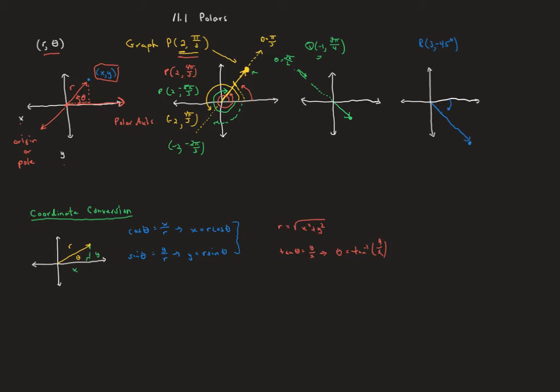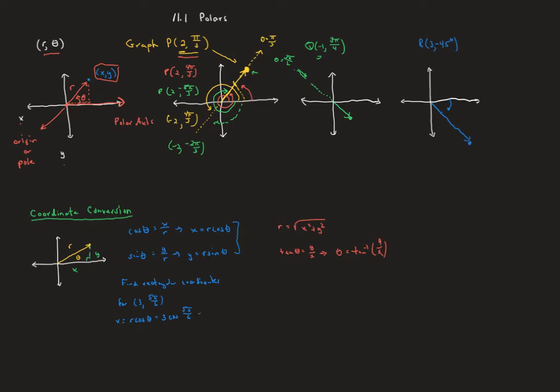So let's see if we can find rectangular coordinates for the point, say, (3, 5 pi over 6). So we know that x is going to be r cosine theta, which our r is 3, and our theta is 5 pi over 6.